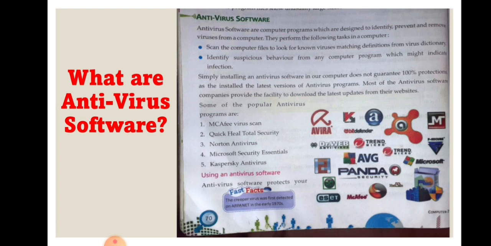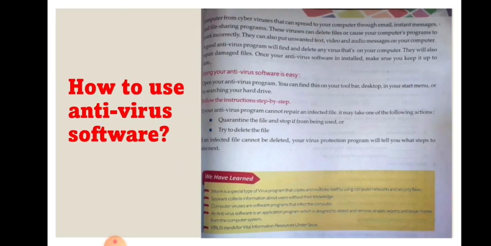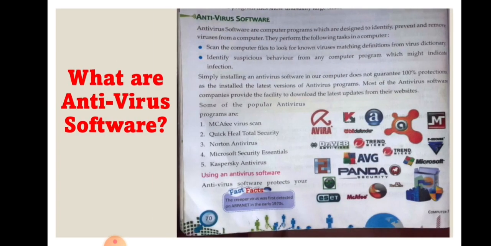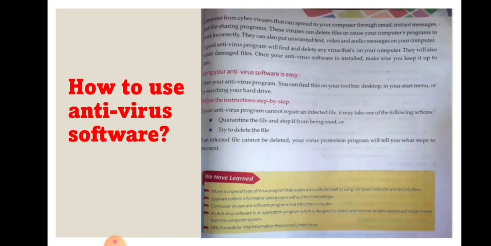Now, how to use an antivirus software. First is open your antivirus program. Of course, you can find this on your toolbar, desktop, in your start menu, or by searching your hard drive. If you purchase antivirus software and insert it in your computer, you can simply follow the steps given there. The antivirus software itself has its steps that you need to press. You need to follow, so follow the instructions step by step.